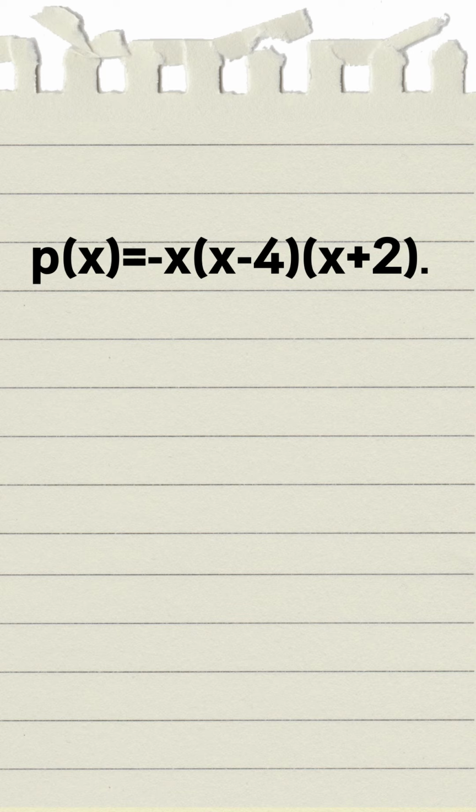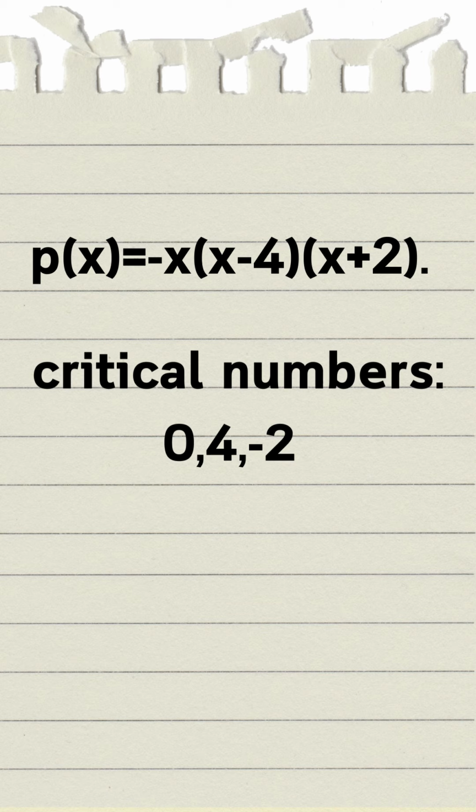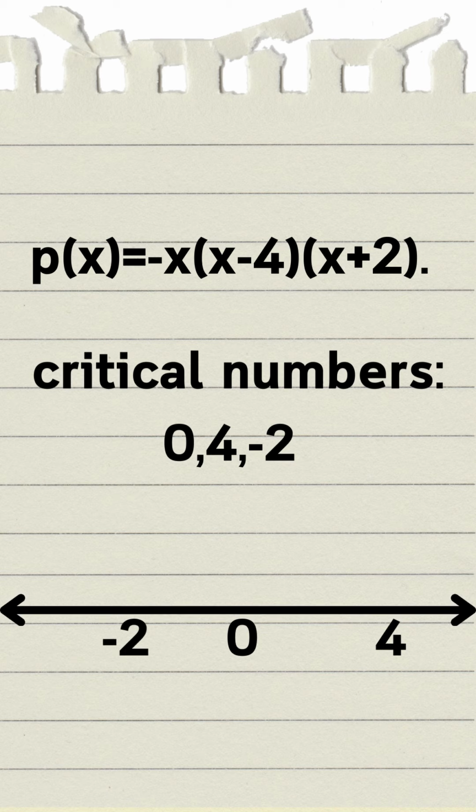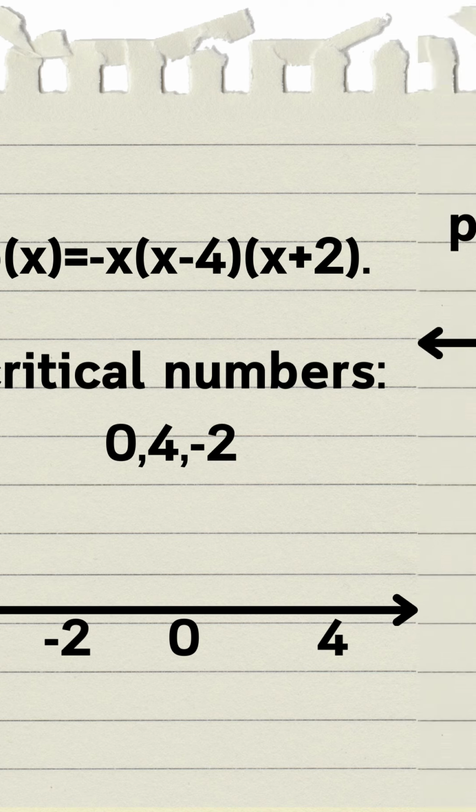All right, the first step when you're determining inequalities in a function is to find the critical numbers. So those are going to be the values where p of x equals 0. So we can see on here if we have 0, 4, and negative 2, those would be our critical numbers. And then what we want to do is set up a number line and put those critical numbers on there.